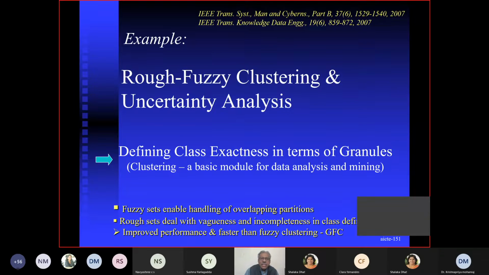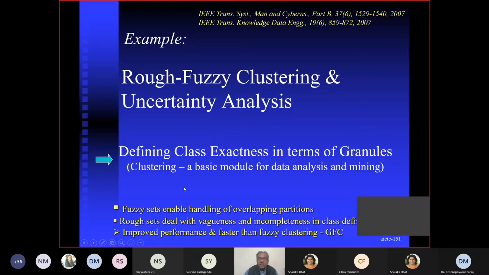So in case of rough fuzzy clustering, what do we do? Then rough clustering people came into the picture. They said, no, we'll have lower approximation and upper approximation. Accordingly, they did it. And somebody made both lower and upper fuzzy. We said, no, our clustering is different. Now let me explain. We define class exactness in terms of granules. That means granules are used for defining class exactness, that means the lower approximation.